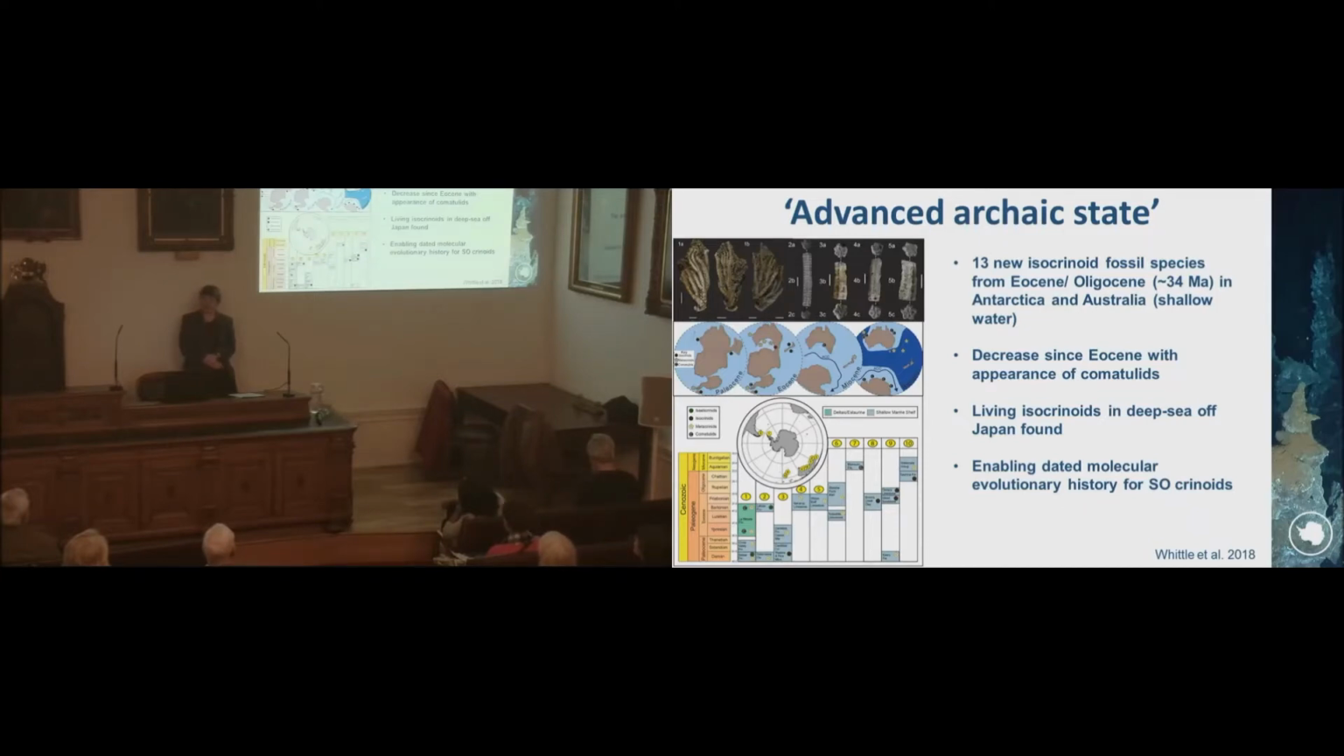But these isocrinoids decreased in abundance in the Eocene at the same time when the comatulids, the unstalked crinoids, appeared in the Antarctic. In parallel to this study, now the first living isocrinoids, this really old group, have been found in the deep sea of Japan. And this for the first time will enable crinoid specialists to look at a molecular history for the Southern Ocean crinoids, because we now can look at the old-fashioned fossil crinoids, and we have a very well constrained fossil background of the crinoid Southern Ocean species.